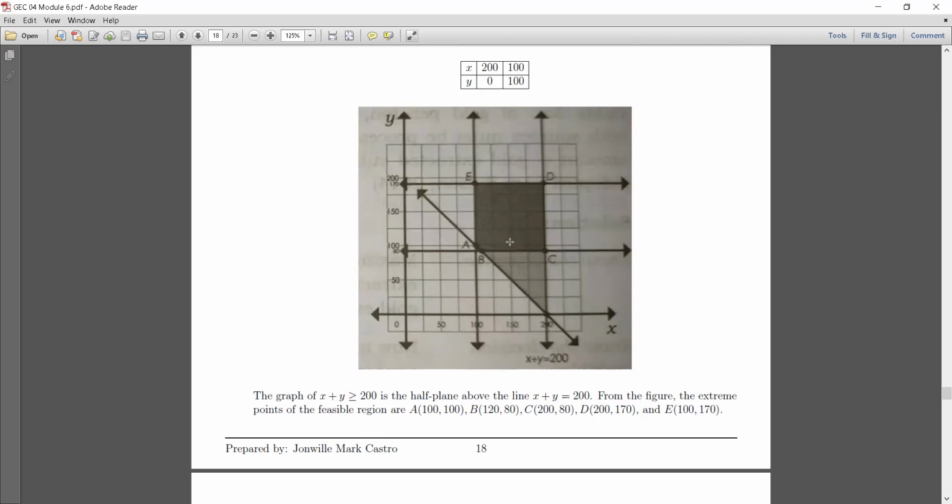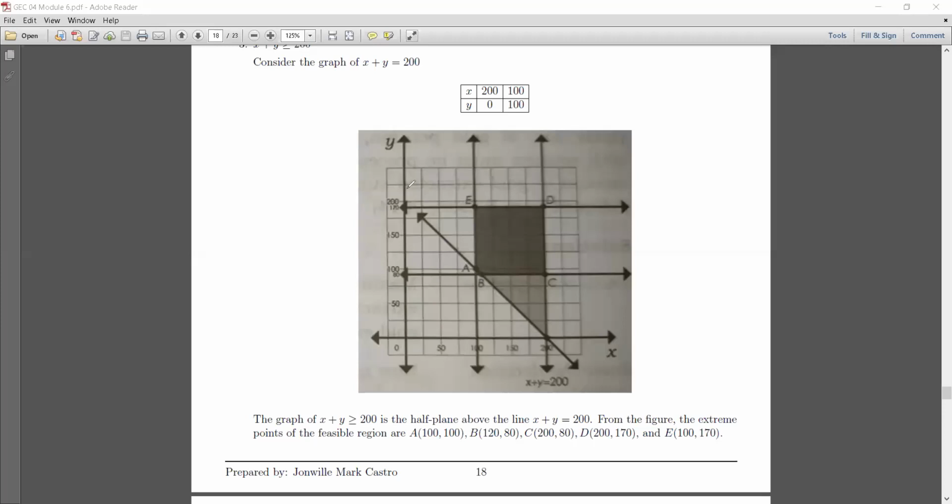Okay? So, we have 280, 200, 170. We have 100, 170. Then we have 100, 100, then 120, 80. So, how did we get those? Just to be clear, this line is x plus y equals 200. To get the intersection here, this is x equals 100. So, we just substitute here. We get 100 plus y equals 200, which is y equals 100. So, the point here is 100, 100.